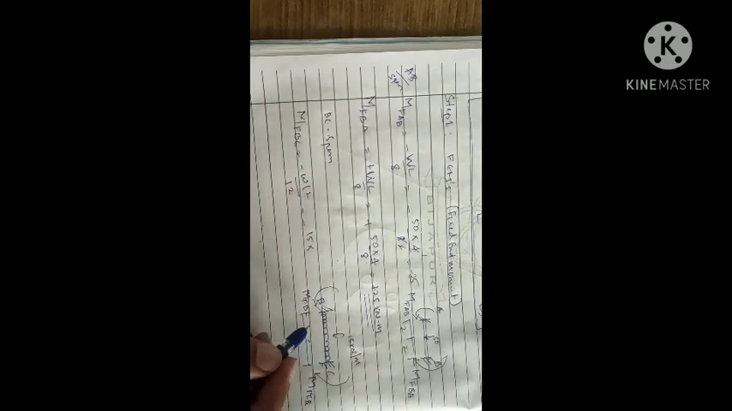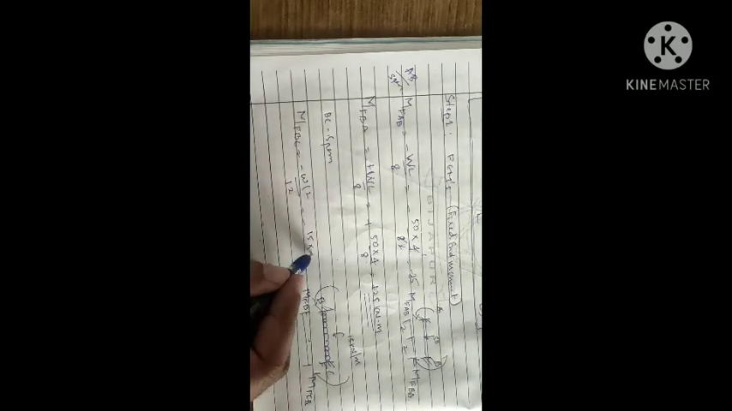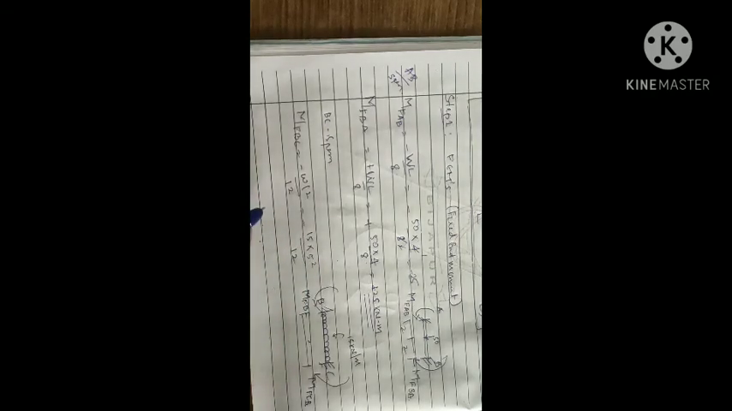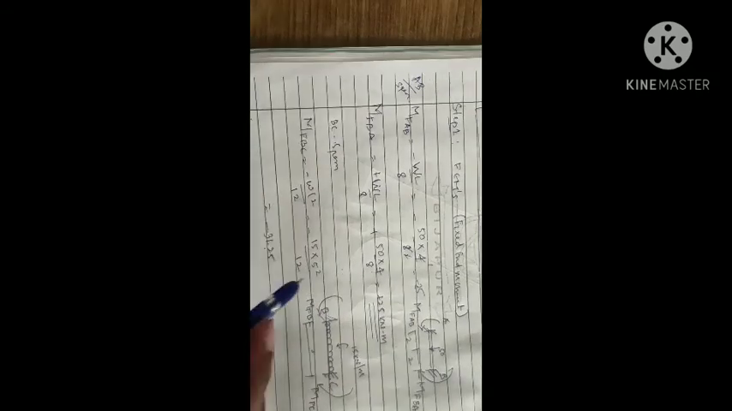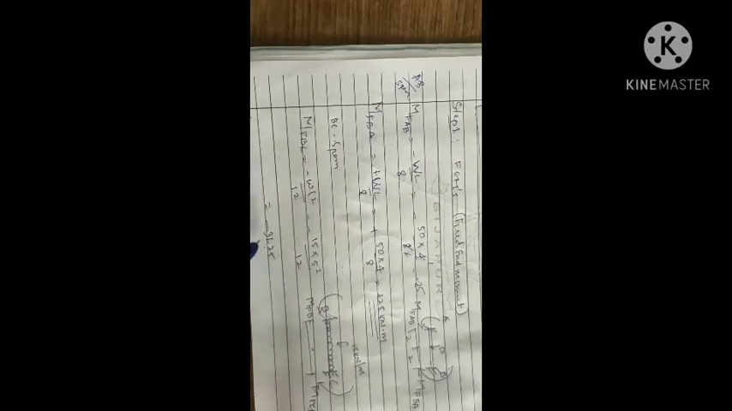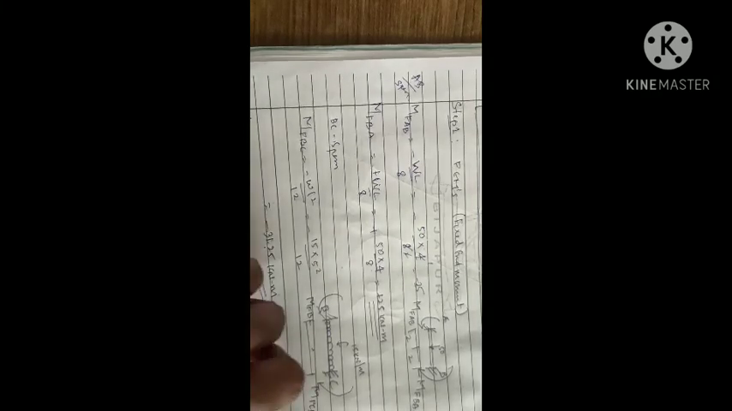What is the length? Length of the member is 5 meters. 5 square divided by 12. So using calculator, we have minus 31.25 kilonewton meter. So this is MFBC.